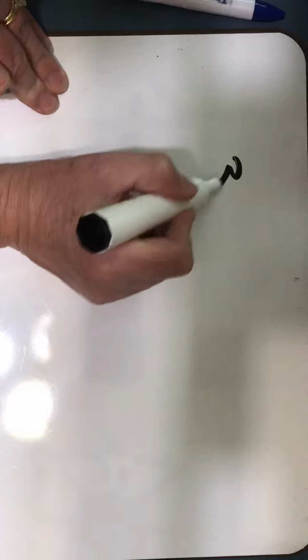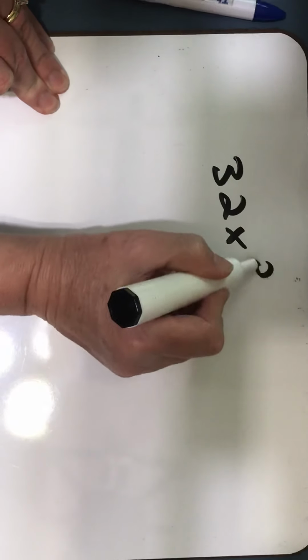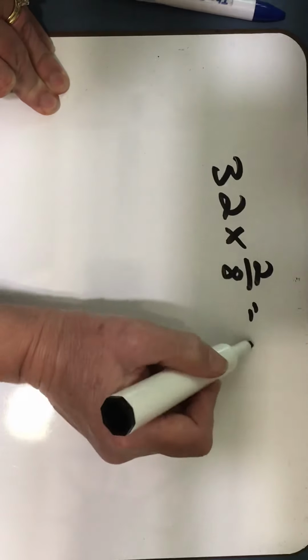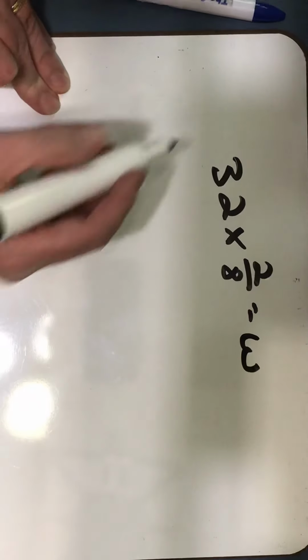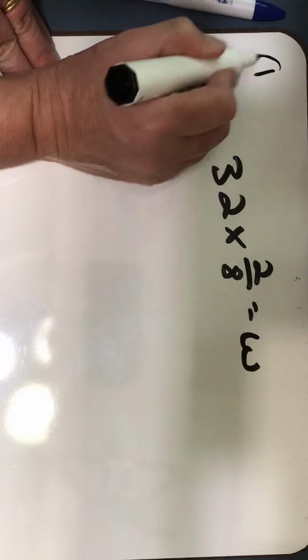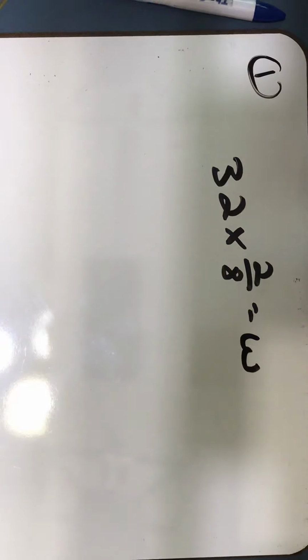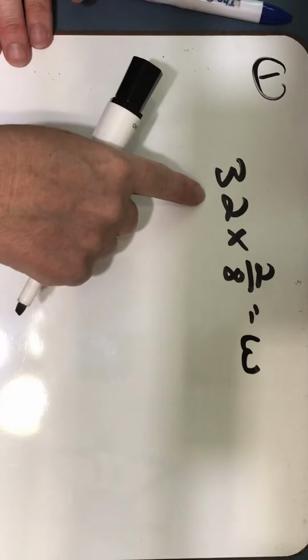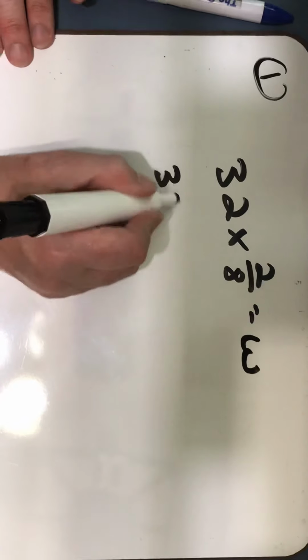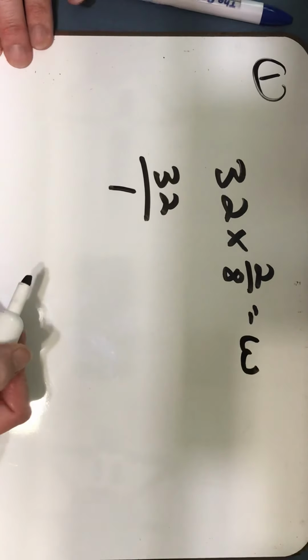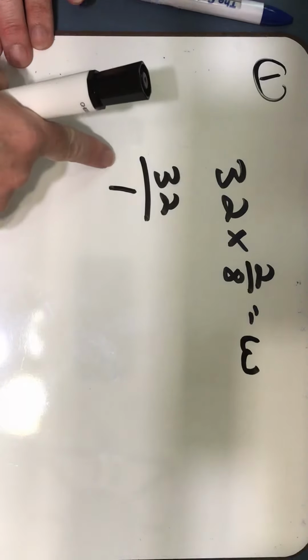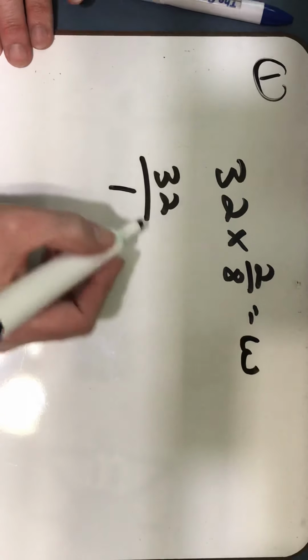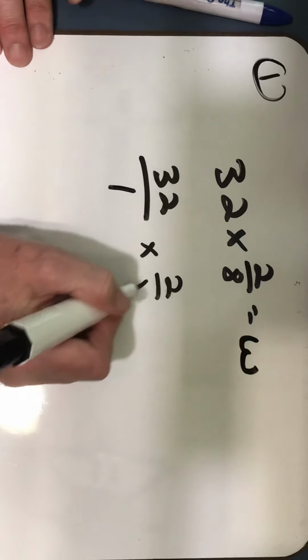Well, I know that there are 32 boxes times 2/8, because that's the weight of each box, equals W. I need to have an equation, so I have to have an equal sign. So when I solve a problem with a whole number and a fraction, I have to change the whole number to a fraction. 32 over 1. Remember, I can make any whole number a fraction by making the denominator 1. So 32 over 1 times 2/8.